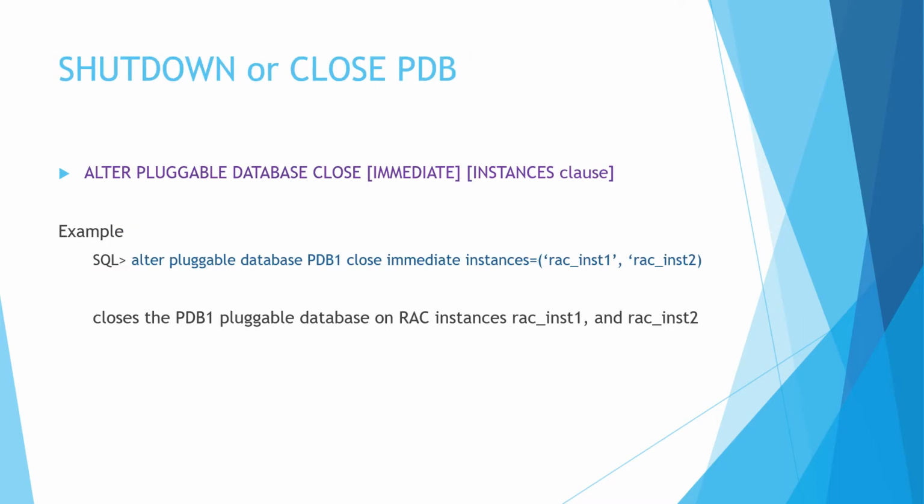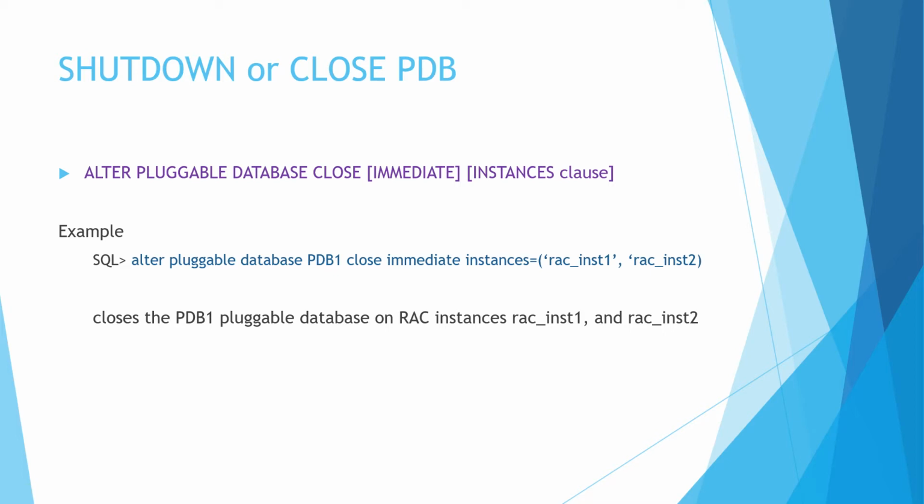Shutdown or close PDB. In order to shut down or close a pluggable database, the alter pluggable database close command can be used. This command can be run from within a PDB container or from the root container. The instances clause can be specified to shut the PDB in more than one instance or a specific instance. As seen in the example, the alter pluggable database PDB1 close immediate instances equals rac_inst1 and rac_inst2 closes the PDB1 pluggable database on rac instances rac_inst1 and rac_inst2.